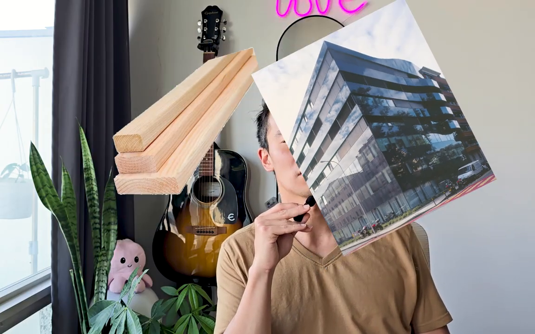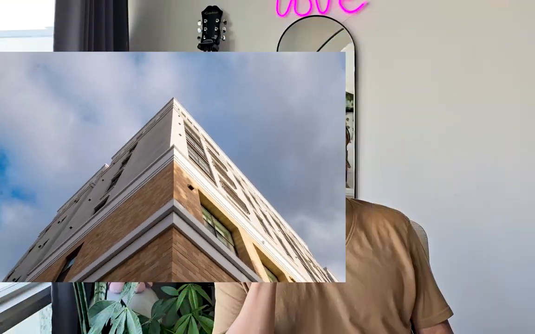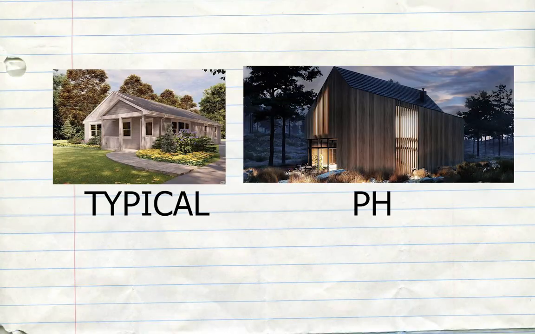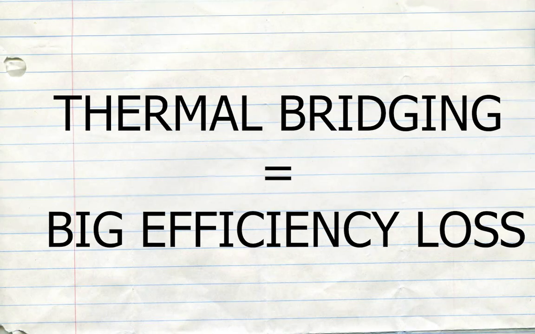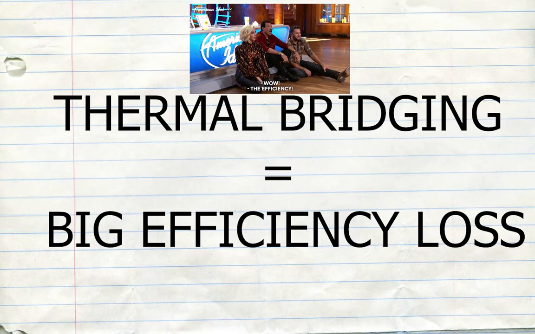There are plenty of culprits: studs, material changes, penetrations, and especially corners. The problem becomes more critical in high-performance buildings. For example, in a poorly insulated house, one bad detail might cause 16% heat loss, but in an R45 wall, that same flaw could mean up to 35% heat loss. That's why eliminating thermal bridges is one of the best investments in passive house design. You get the most benefit with the least resources.